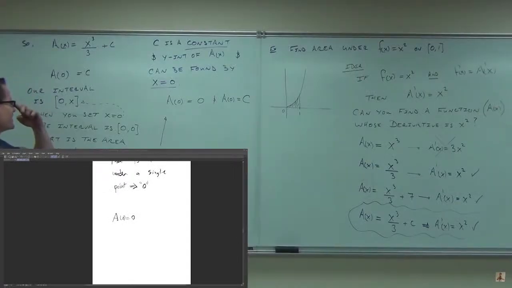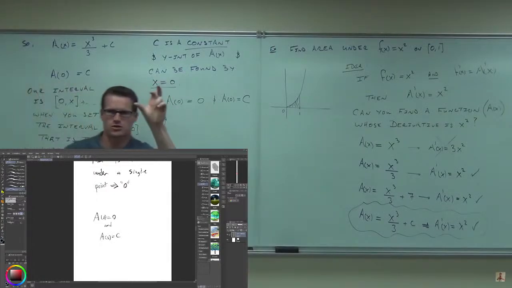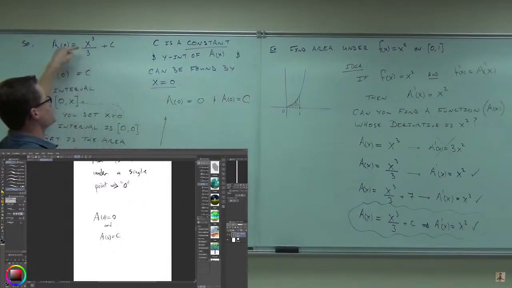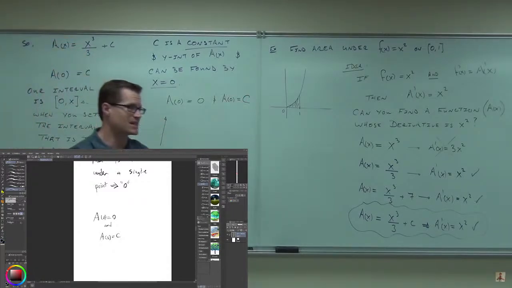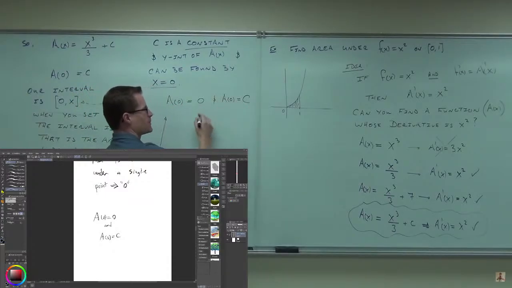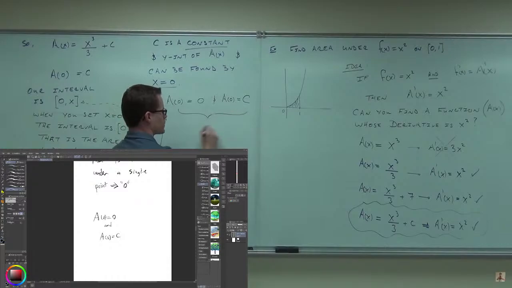Valiant effort. Thanks. So, here's what this part says. This says if you're going to plug in 0, your area goes from 0 to 0. That is the area under a single point. That is 0. This part says, when x equals 0, I know when I plug in 0 to my function, I get C. Therefore, if A of 0 equals 0 and A of 0 equals C, how much does C equal? Yeah, that's right.